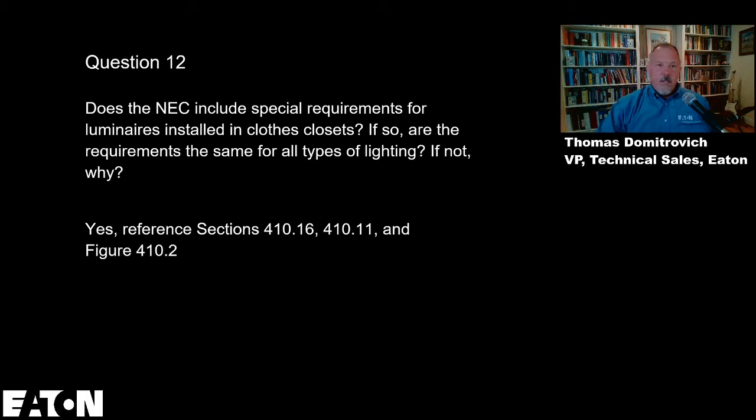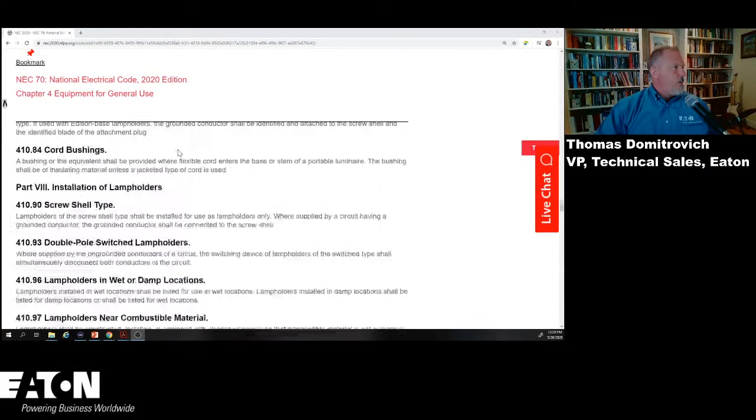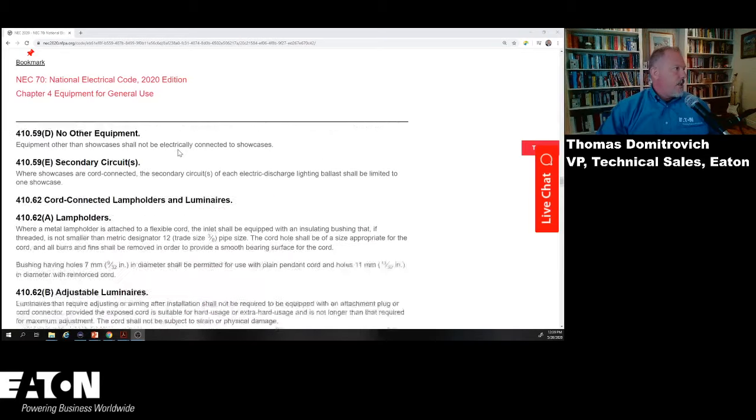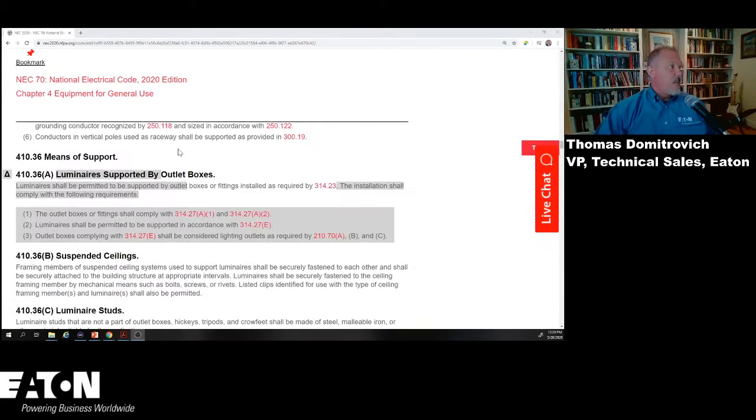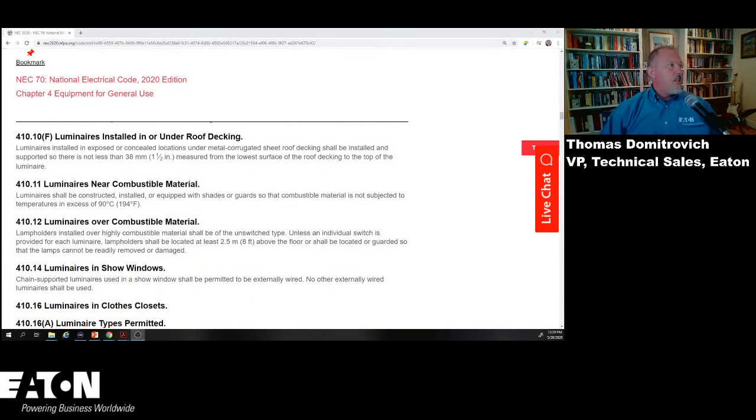I'm looking at sections 410.16, 410.11, and figure 410.12. So 410.16, let's take a look at this one. 410.11 does come before 16, so I would say we go there first. So 410.11 says luminaires near combustible material. Luminaires shall be constructed, installed, or equipped with shades or guards so that combustible material is not subject to temperatures in excess of 90 degrees Fahrenheit. So you don't want that touching, right?